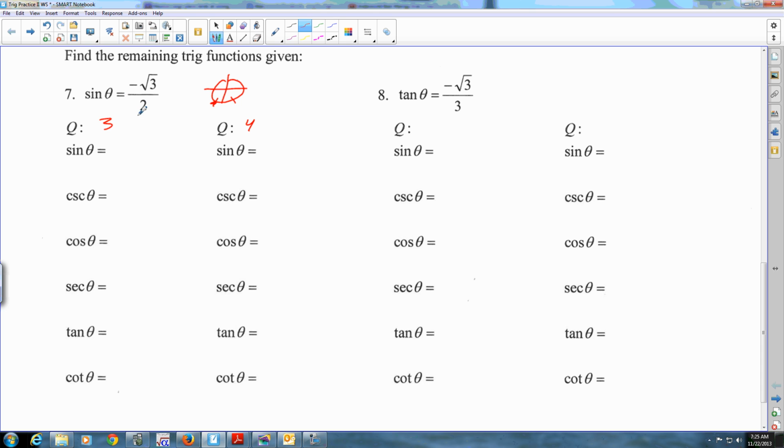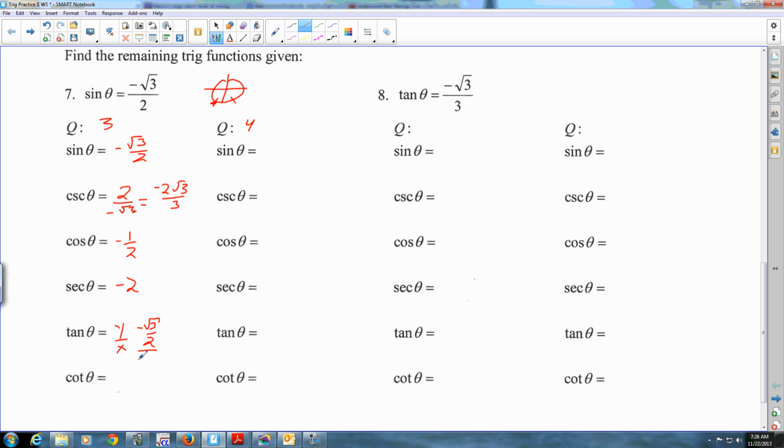Sine of this angle, well, you already got it, negative square root of 3 over 2. Cosecant is the reciprocal. So it's going to be 2 over negative square root of 3. And when you rationalize it, it becomes negative 2 square root of 3 over 3. Cosine of that angle is your x value, and the x value at that location is negative a half. Secant's the reciprocal, so negative 2. Tangent's going to be your y over your x. Your y value was the negative square root of 3 over 2.